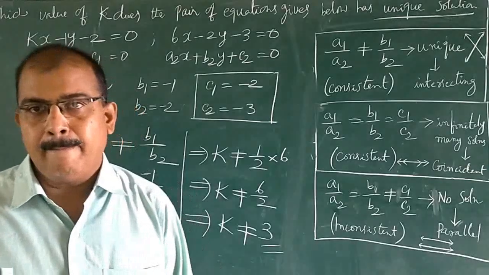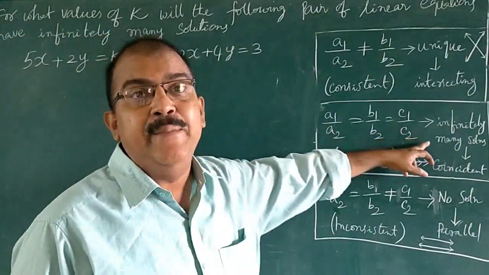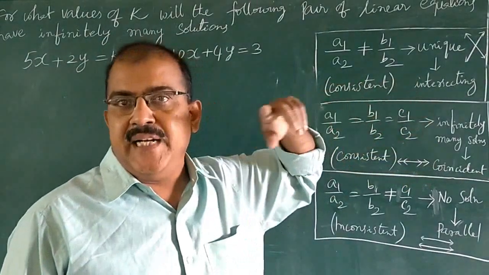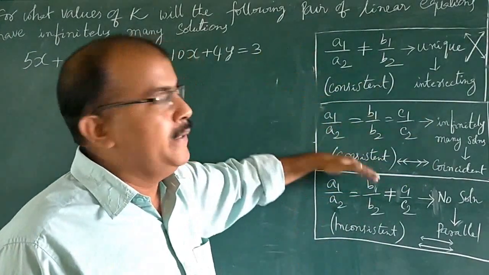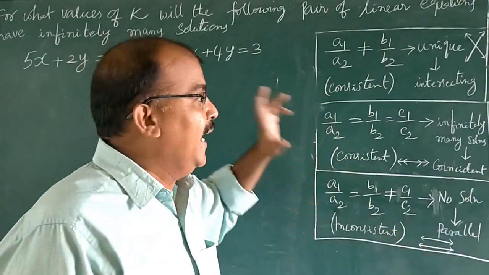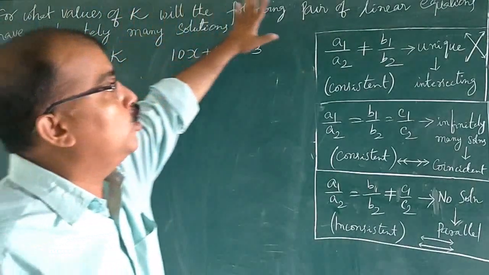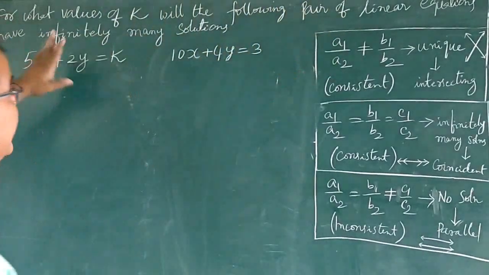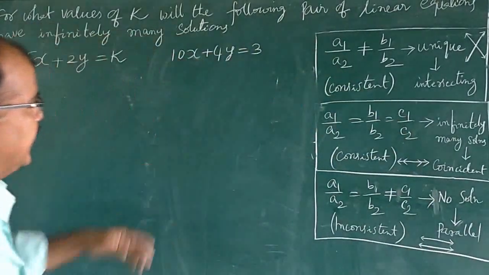Okay. This is the second model, based on infinitely many solutions. If it is infinitely many solutions, the condition is a1 by a2 is equal to b1 by b2 is equal to c1 by c2. The question is, for what values of k will the following pair of linear equations have infinitely many solutions? Let us check.